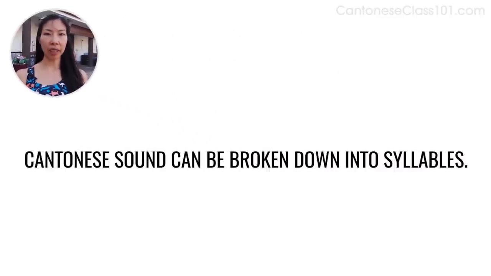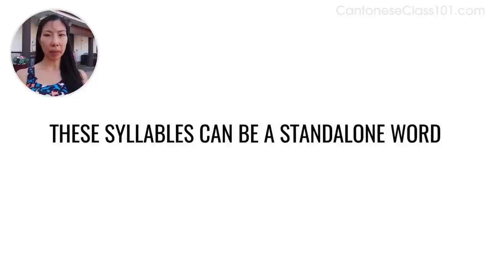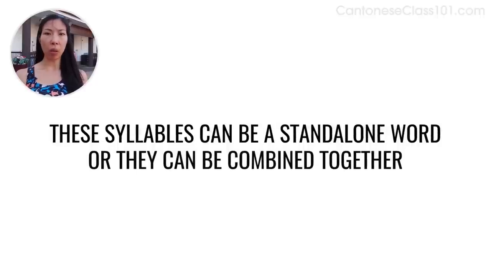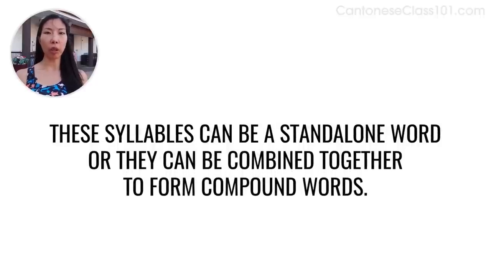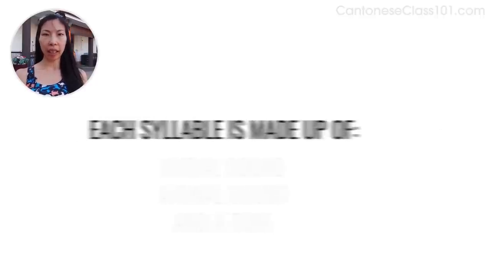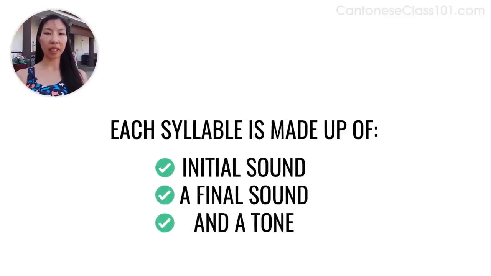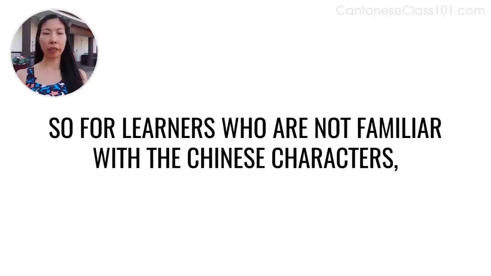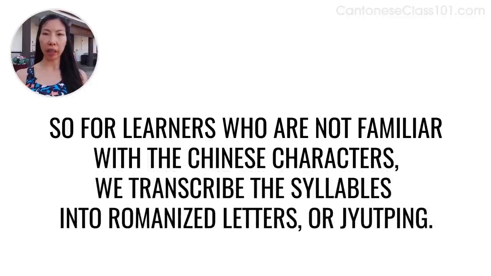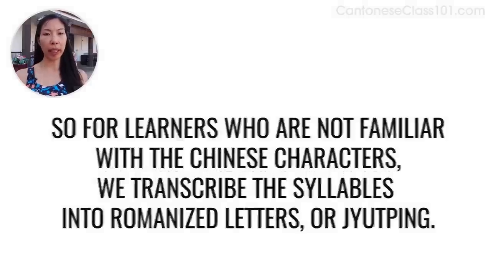How is a word built when written in yutping? Cantonese sound can be broken down into syllables. These syllables can be a standalone word, or they can be combined together to form compound words. Each syllable is made up of an initial sound, a final sound, and a tone. So for learners who are not familiar with the Chinese characters, we transcribe the syllables into romanized letters or yutping.